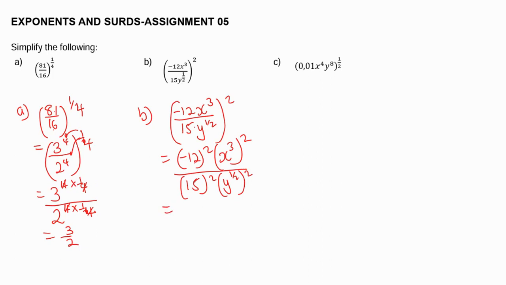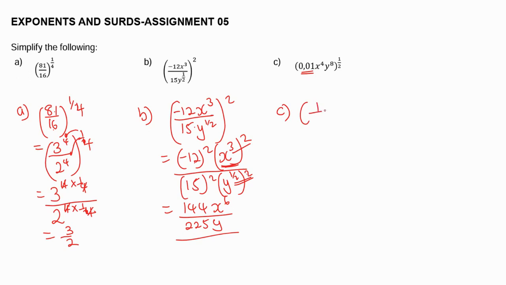Right, negative 12 squared, that is 144. Then here we're raising a power to a power, so we multiply the exponents. It becomes x to the power 6 over 15 squared, that is 225. And then here we're raising a power to a power, 1 over 2 times 2, that is 1. So we just remain with y. That's the answer there.